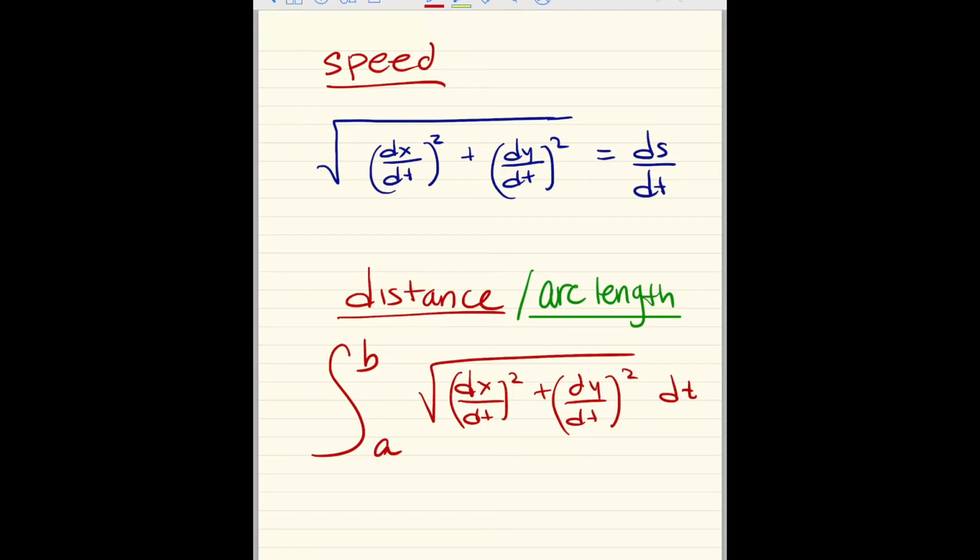So the speed formula is going to be the square root of the derivative of x squared plus the derivative of y squared. Okay, so take the derivative of x and square it, plus the derivative of y and square it. And that's how you get the speed. If you integrate this, you get what we call a distance, an arc length. Once again, I will prove this in the proof of parametric equation formula video.